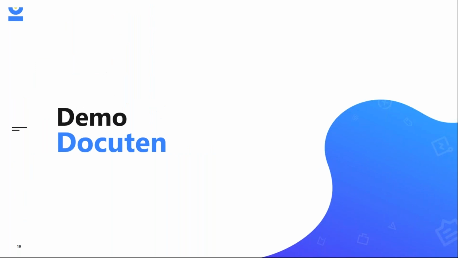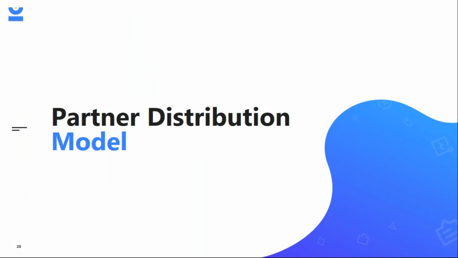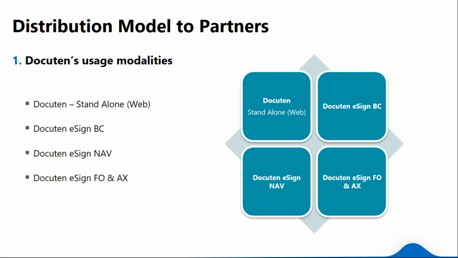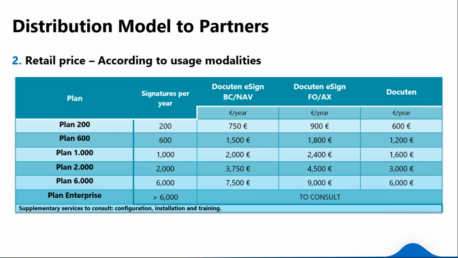Now we are going to move on to the partner distribution model for you partners to introduce Docuten into your portfolio and be able to showcase Docuten to your customers. So first, we have the different usage modalities we have seen. We have standalone web, business central and NAV, and finally finance operations and AX integration.